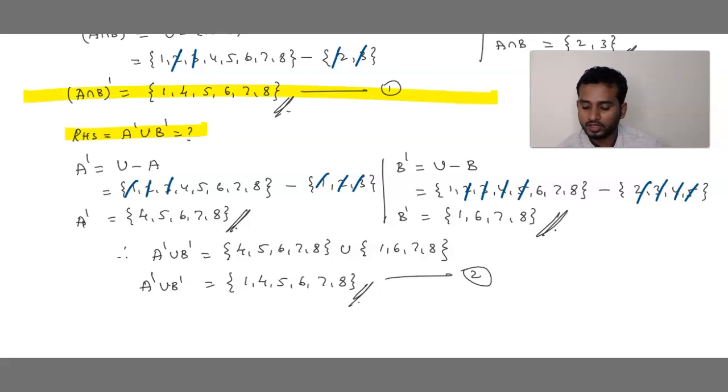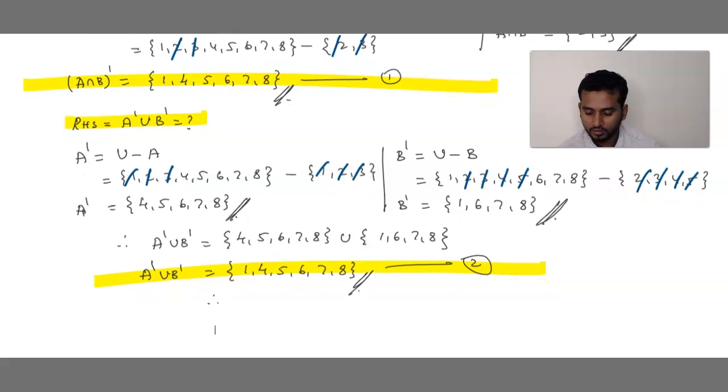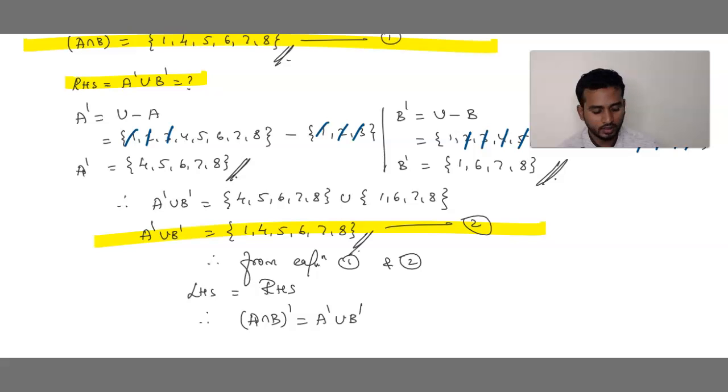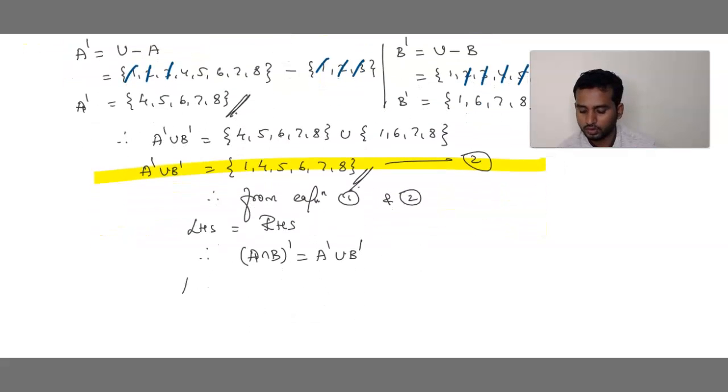Now we can see what equation 1 is: 1, 4, 5, 6, 7, 8. Equation 2: 1, 4, 5, 6, 7, 8. Both are the same. Now we can say that from equations 1 and 2, LHS is equal to RHS. Therefore, (A intersection B) whole transpose is equal to A transpose union B transpose. Hence proved.